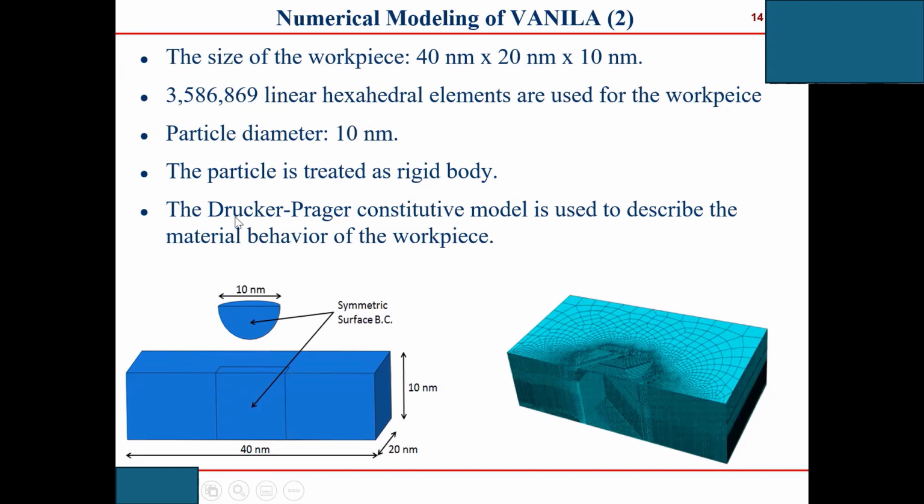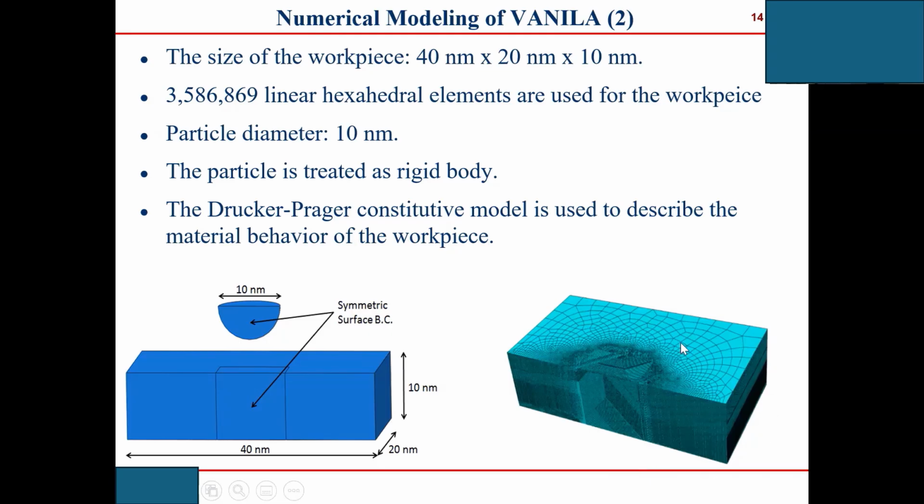Because it is a brittle material, we use the Drucker-Prager constitutive model to describe the material behavior of the workpiece. Maybe you are not very familiar with this one, or you have never heard of it, but it is a constitutive model, and I want to show you that Drucker-Prager is suitable for modeling these brittle materials. You can see we only use half of this workpiece and half of this tool. We call it the tool also. Half of this is the diamond abrasive. Why can we use half? Because of the symmetry nature of this nanomachining.